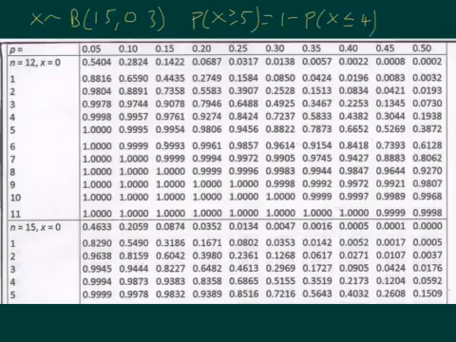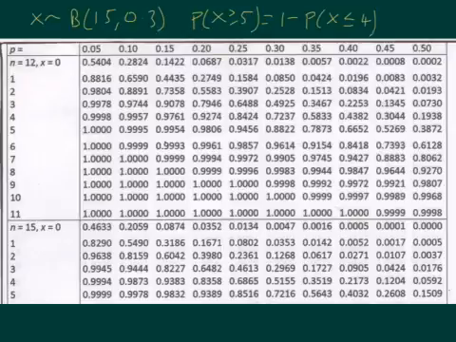So here we are, we've got a binomial distribution where we've got 15 trials, the probability of success is 0.3. The probability that we get greater than or equal to 5 successes is 1 minus the probability we get smaller than or equal to 4. So if we go to the right part of the tables, we've got 15 here. We're looking at 0.3 and we're looking at 4.